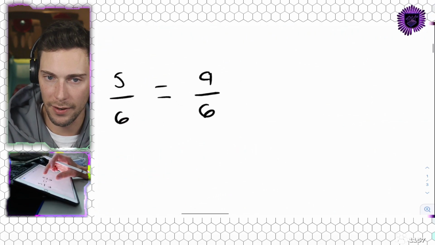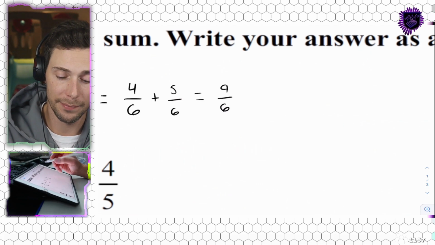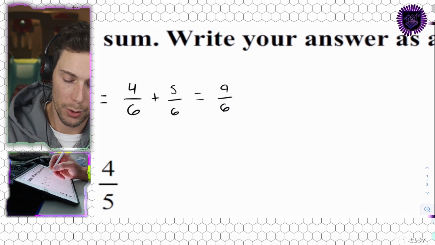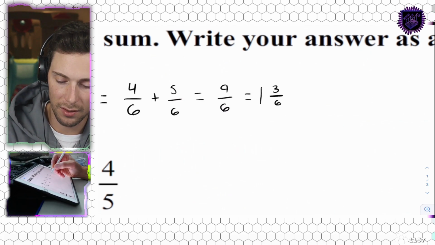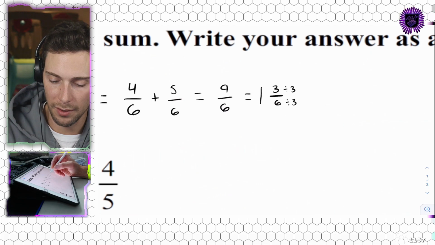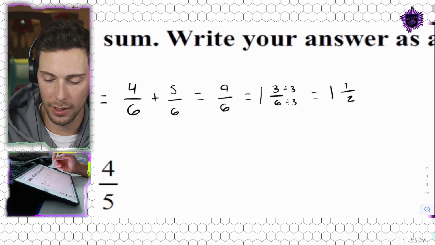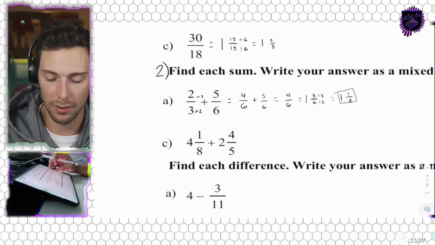This, of course, is not our final answer because it is not simplified and it is not a mixed number. So let's pull out our group of 6 out of there. So that's going to be equal to 1 and 3 sixths. And you can already tell we can divide both the top and the bottom by 3 to create 1 and 1/2. Final answer. Quite a few steps there, but simple ones to start with.